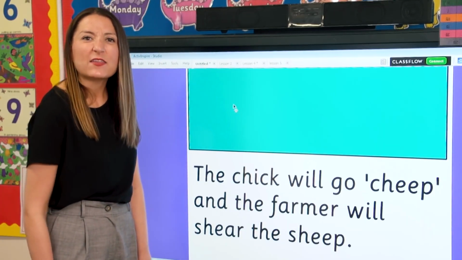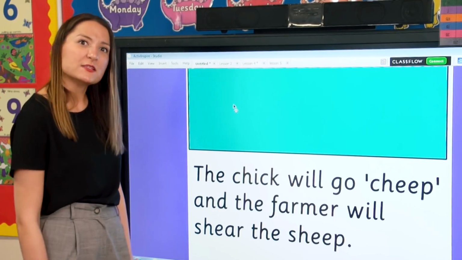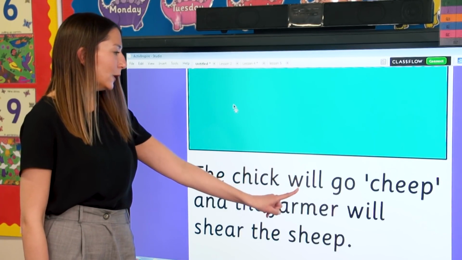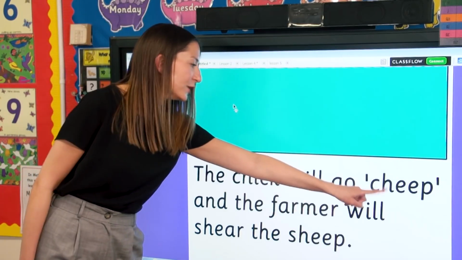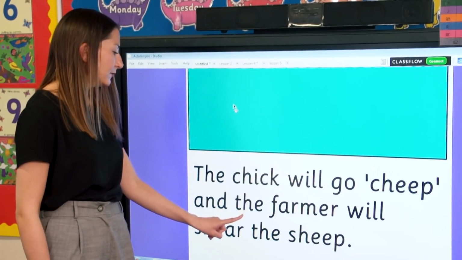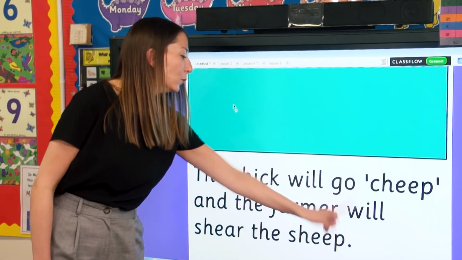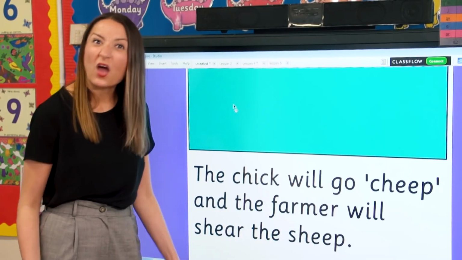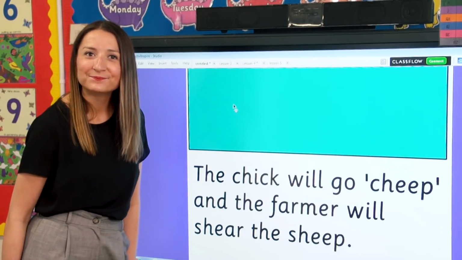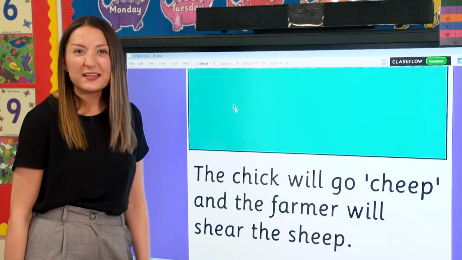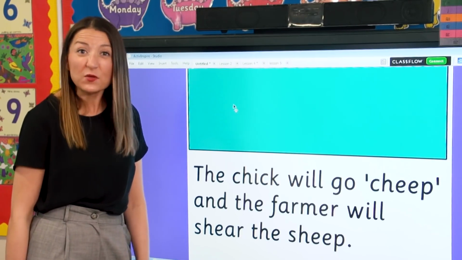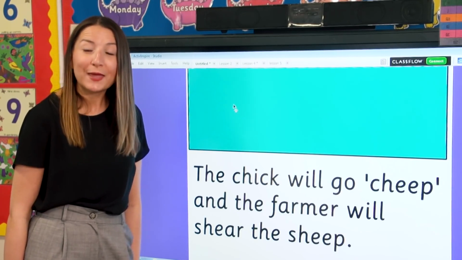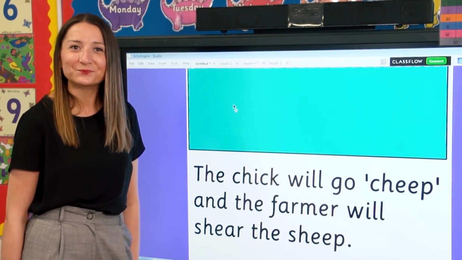Let's read this sentence together one more time. Read the words as I point. The chick will go cheap and the farmer will shear the sheep. I wonder what sound the sheep made. Wow! Let's finish by spelling some words, because if you can read a word, then you can have a go at spelling it. You will need your paper and something to write with.